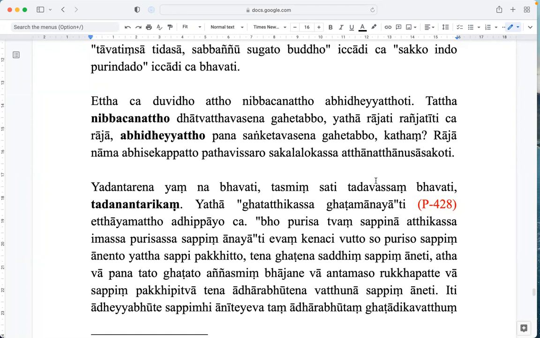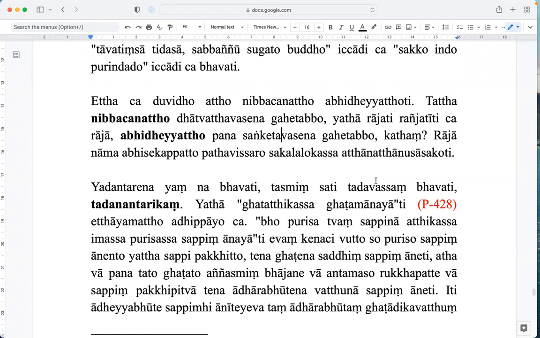Atta, Natta, Nusa Sakodi. So, Sakala Lokasa, Atta, Natta, Nusa Sakodi. That is the sense of the Raja, the right king, the good king. So, Raja Nama, Raja means Abhiseka Bado, who has already been selected as a king, consecrated; Bhattavaisaro, leader or owner of the earth, and the Sakala Lokasa Atana.